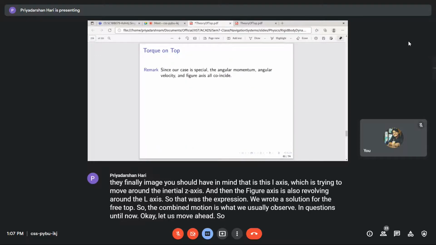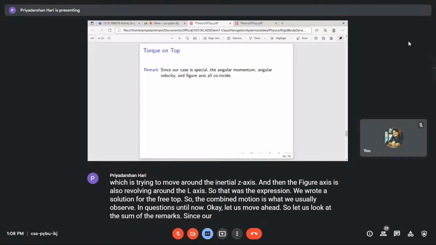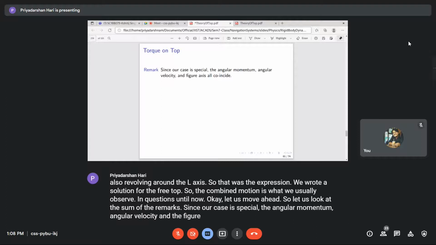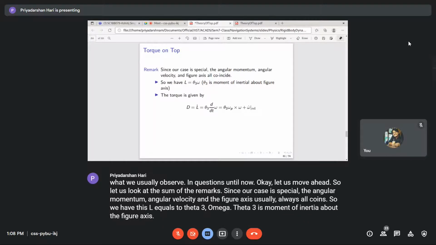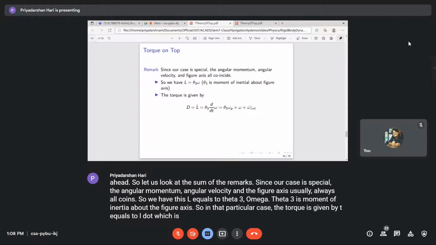So let us look at some of the remarks. Since our case is special, the angular momentum, angular velocity, and the figure axis usually all coincide. So we have L equals theta 3 omega. Theta 3 is the moment of inertia about the figure axis. In that particular case, the torque is given by D equals L dot, which is theta 3 times d by dt of omega.